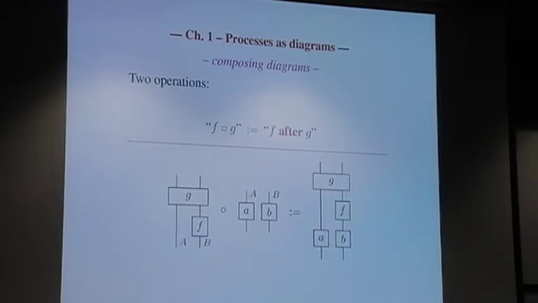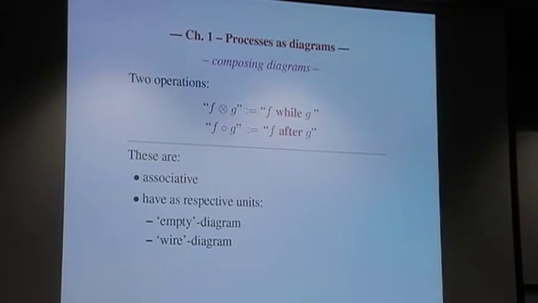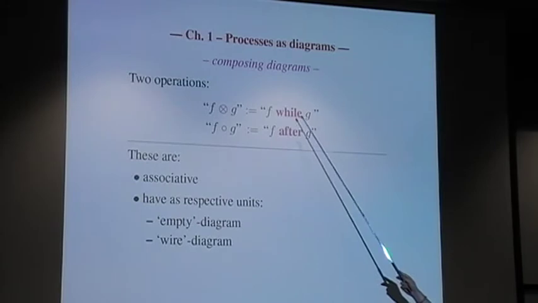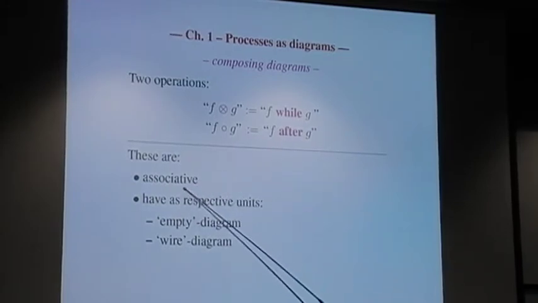Then another composition operation: you have a process, this one, and you do this after this one. A big constraint, of course, is that these things should match up, otherwise you can't do this. That's what people refer to in computer science as types. So we got these two compositions, while and after, and you can treat this as a mathematical structure with these two compositions, and you can check that these operations are associative.